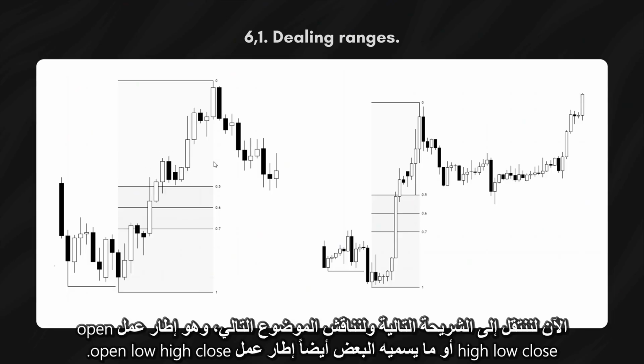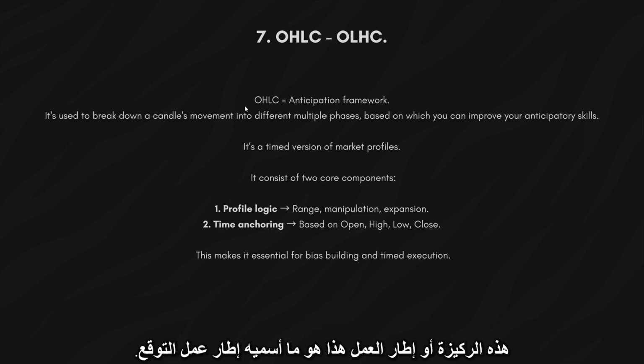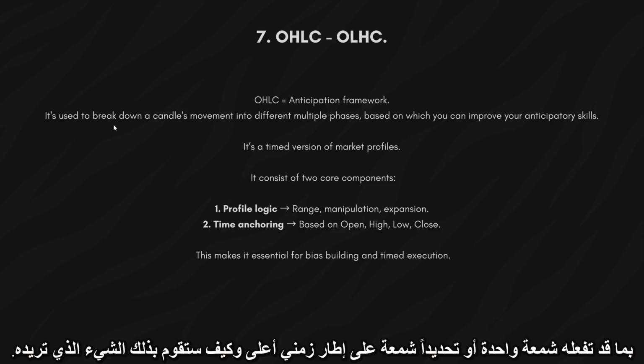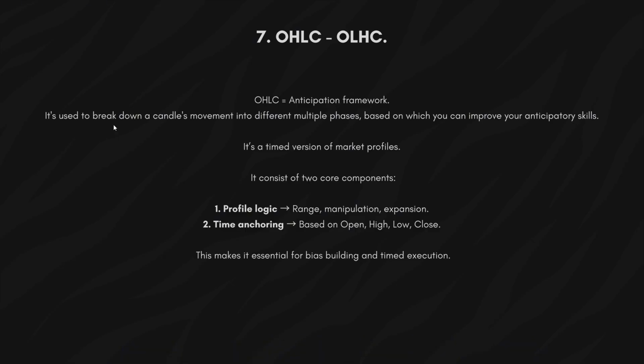Okay, now let's move on to the next slide and let's discuss the next topic, which is the open high low close framework, or what some people also call the open low high close framework. Now this pillar or this framework right here is what I call an anticipation framework. And what that means is that it's a way for me to have the ability to anticipate what a single candle, or specifically a single higher time frame candle, might do, and how it is going to do that thing that it wants to. Now it may seem a bit vague at first, but let me explain it to you.